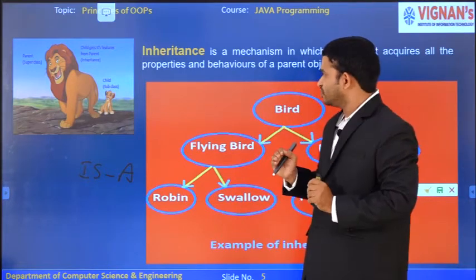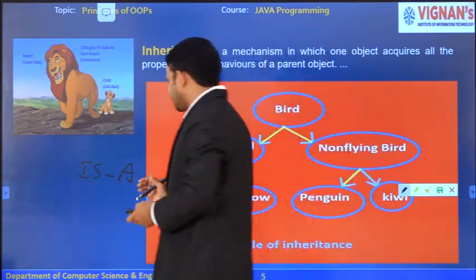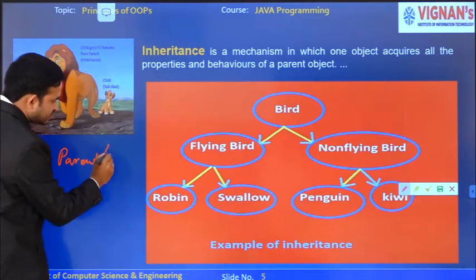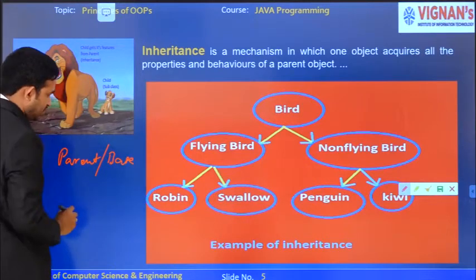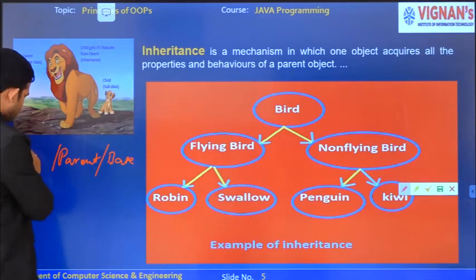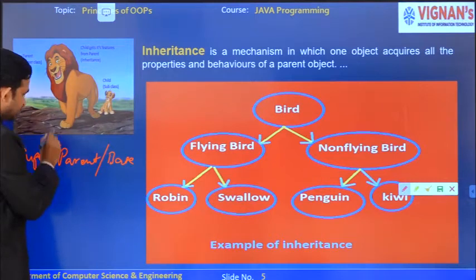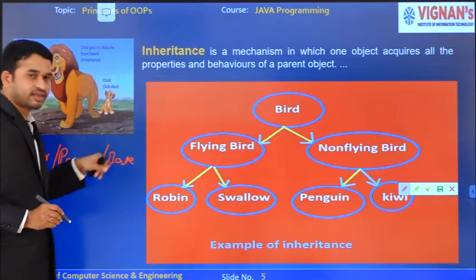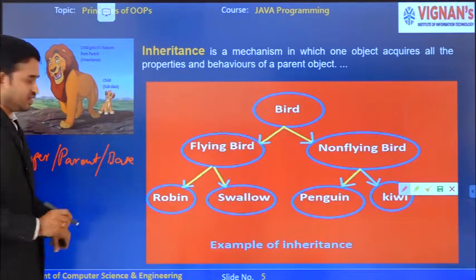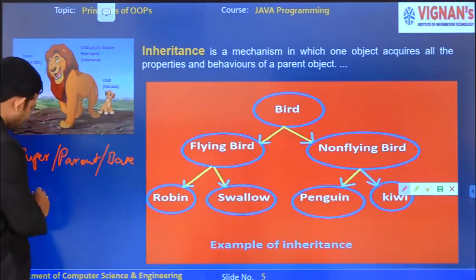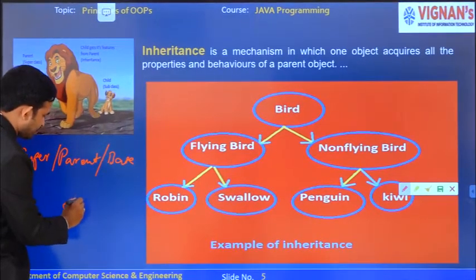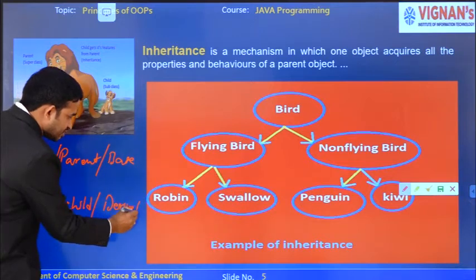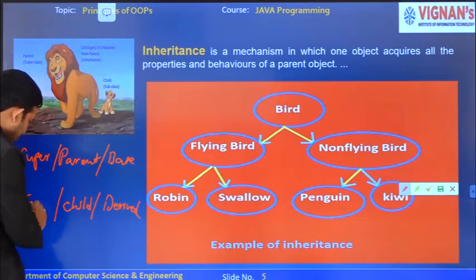Also, some keywords for parent class: parent class is also called base class, and also called super class. All these are synonyms for parent class. For child class, similarly, we also call it derived class, and also subclass.